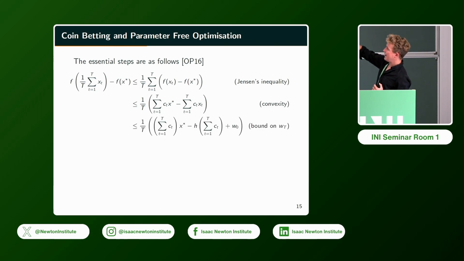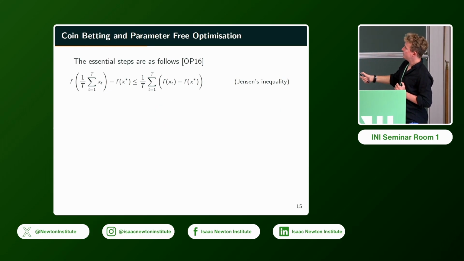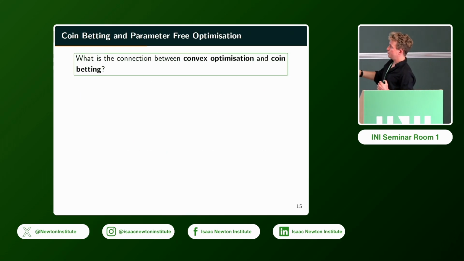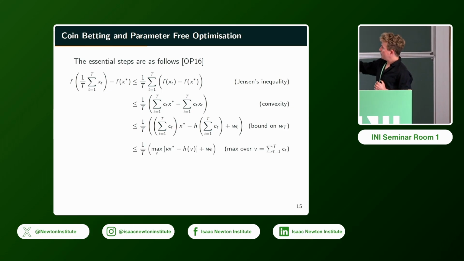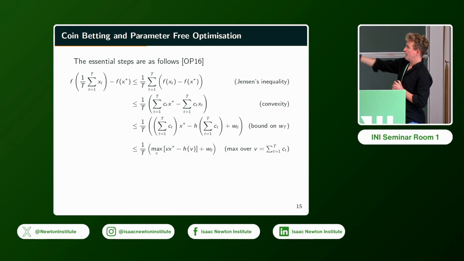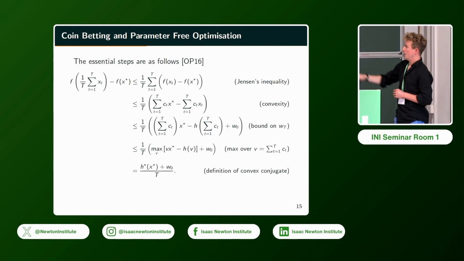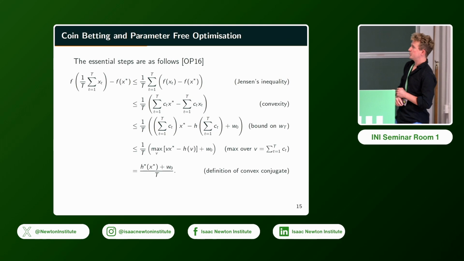Next, we use the bound we had on the wealth from before. If you recall, we had this a few slides back, this lower bound on the wealth. Substituting that in, we get the next line. Next, we can take the maximum over the sum of the CTs, and that just gives us that line. Finally, if we stare hard enough at this, this inner term is essentially the definition of the convex conjugate, H star. So H star here is the convex conjugate of H. And so we end up with this bound.